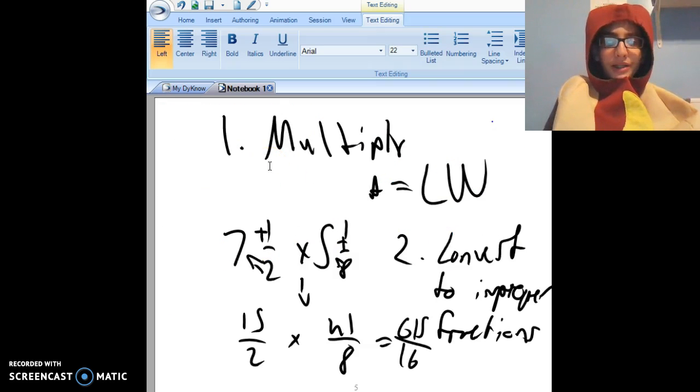The formula for area for a rectangle, A equals length times width. That means 7.5 times 5. Step 2 is convert to improper fractions. Whenever we're multiplying with mixed numbers, we must convert to improper fractions. Remember that. So how do we do this?